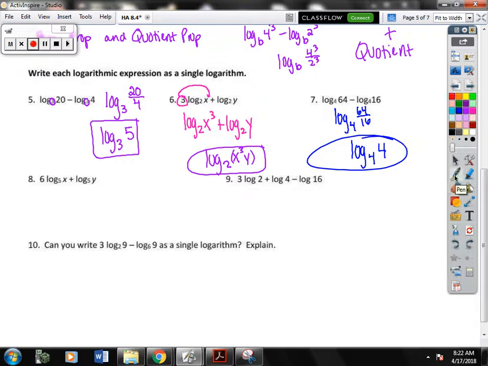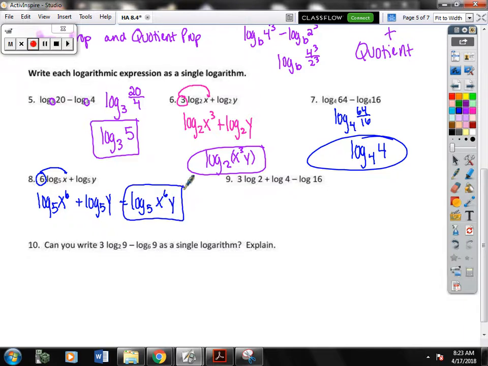Now this one, we had a power rule and we had a product rule. So first, you always want to do the power rule. So move that 6 up to an exponent. So this will be log base 5 of x to the 6th plus log base 5 of y. And then if you're adding them, we multiply. So this would be log base 5 of x to the 6th y.